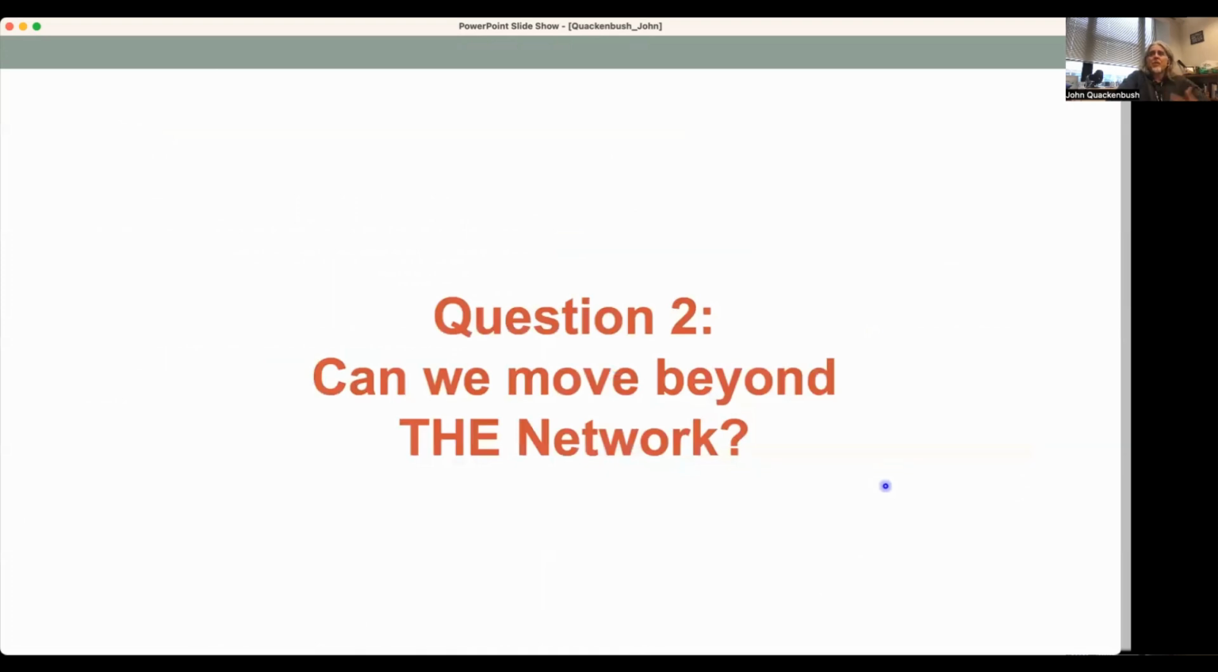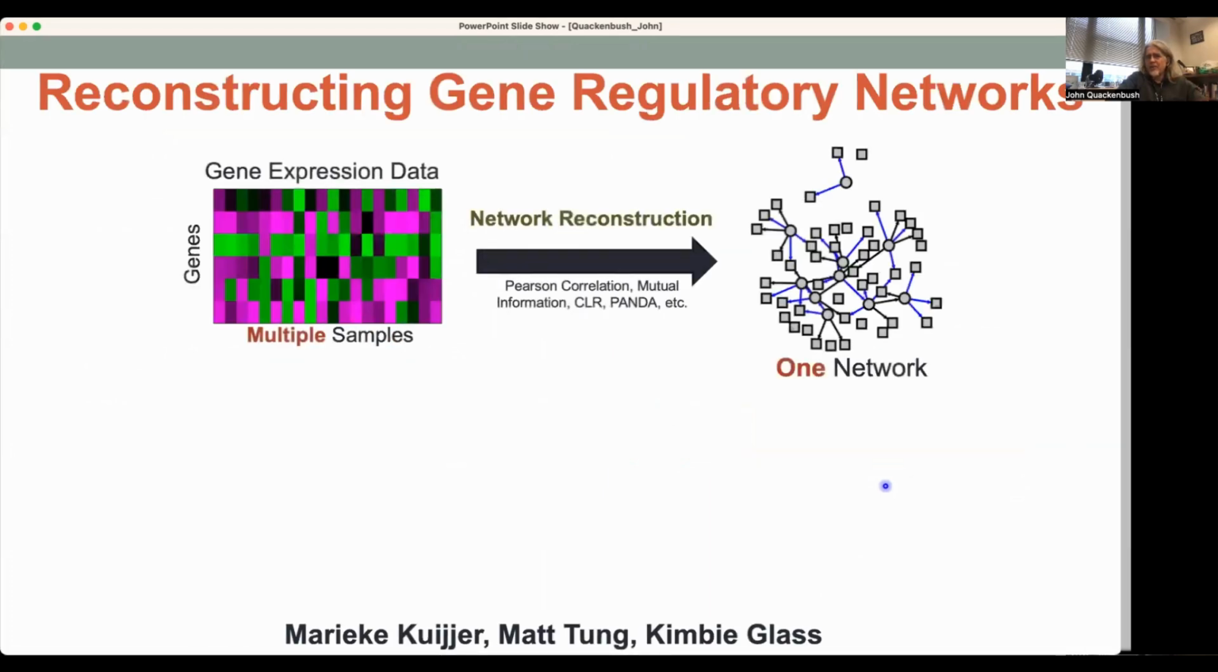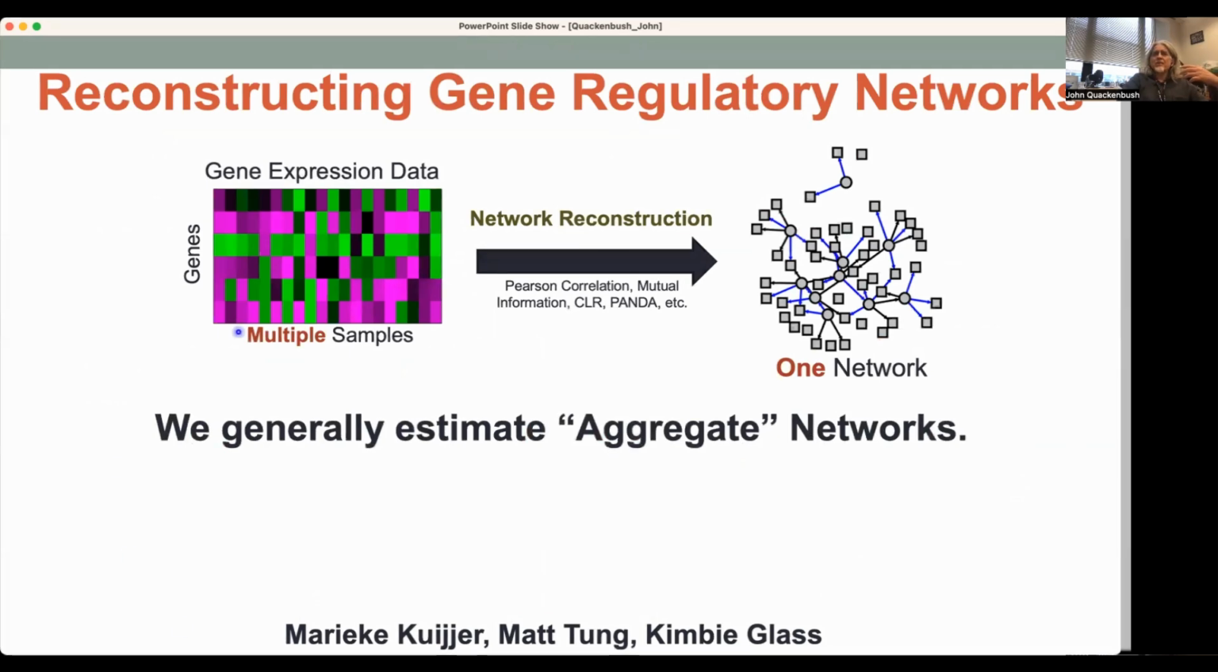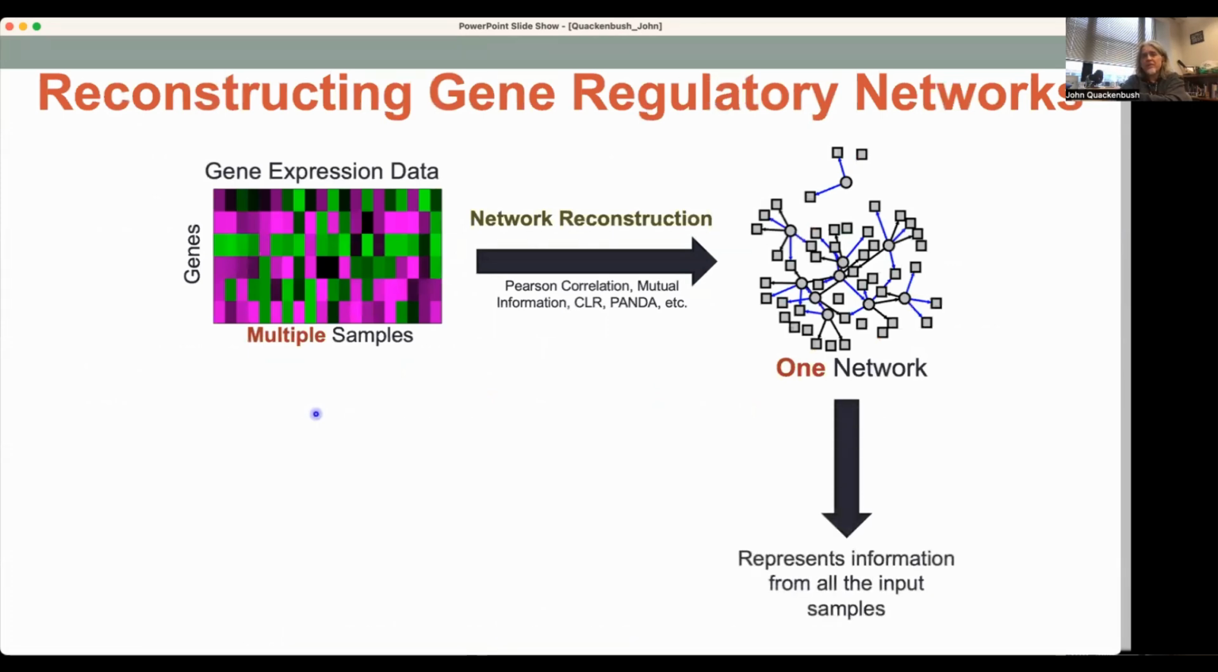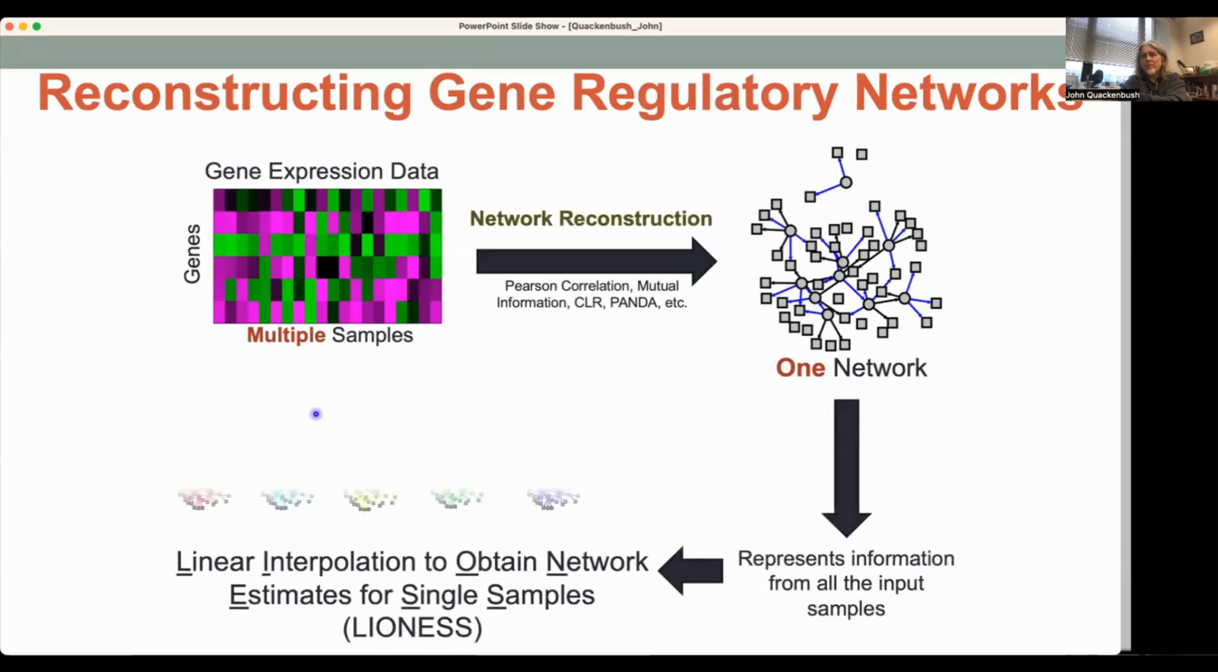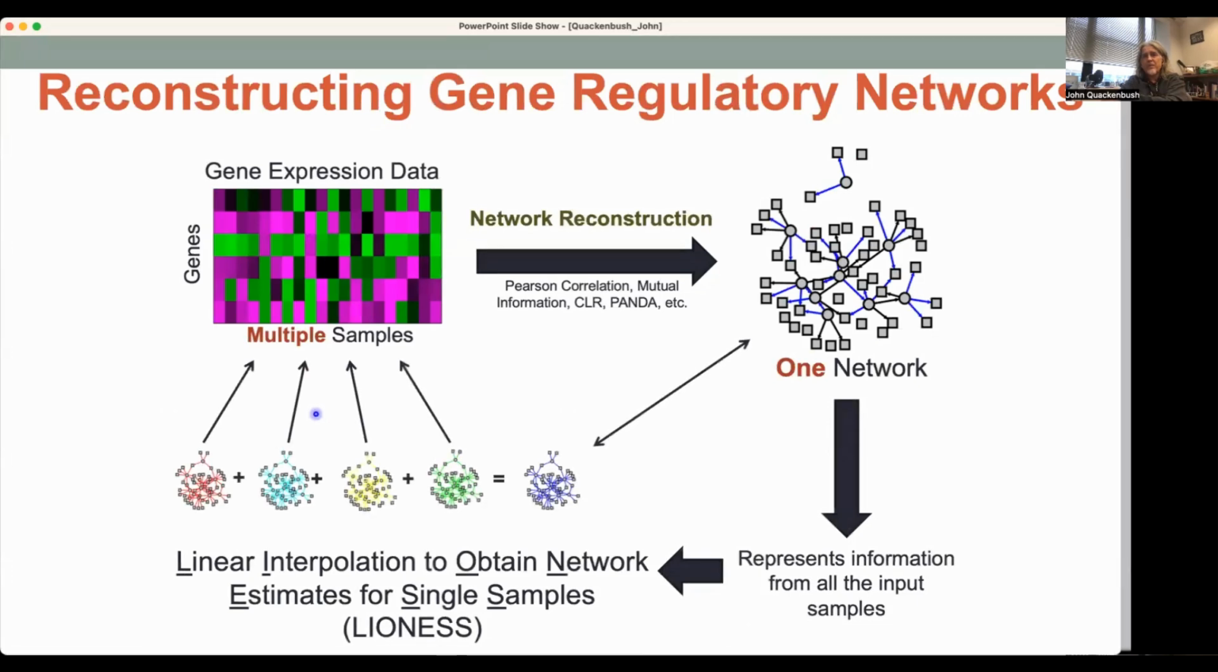But I also started with this proposition that we want to move beyond a single network. And our attempts to do this really grew out of some analysis that a postbac student, Matt Tuggen, did. It got Kimby and Marike Kujer in particular very excited. And in talking about this problem, we started to recognize that the network that we estimate from a population is really an aggregate network capturing the effects of all the individuals. But what we should be able to do is to tease out those individual samples. So we developed an approach based on linear interpolation that we call Linus.